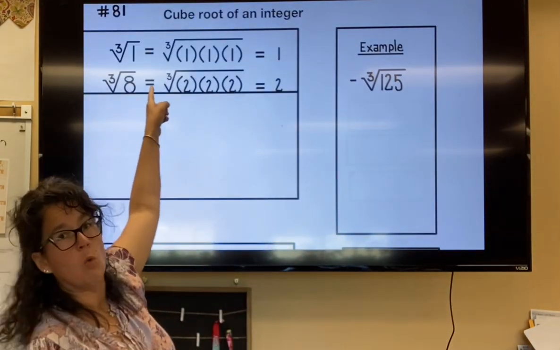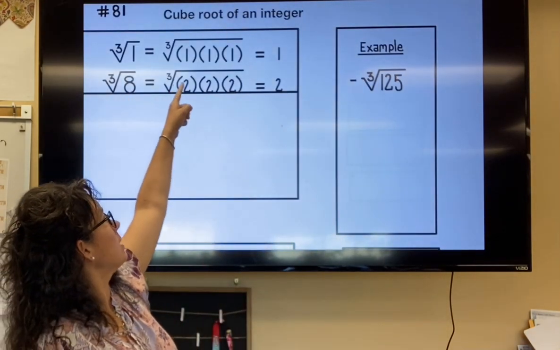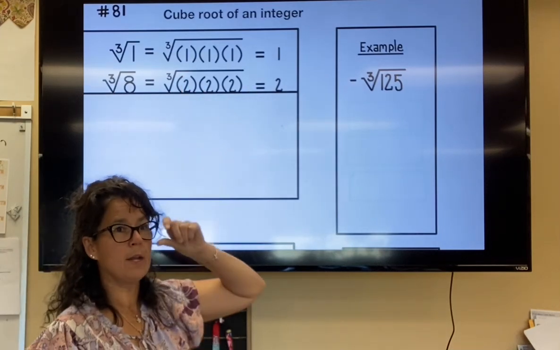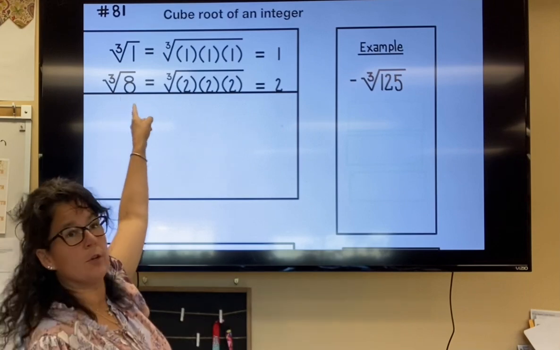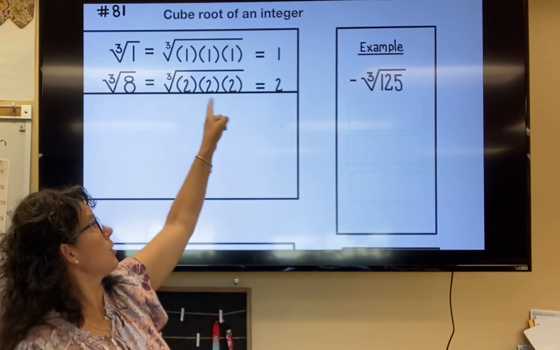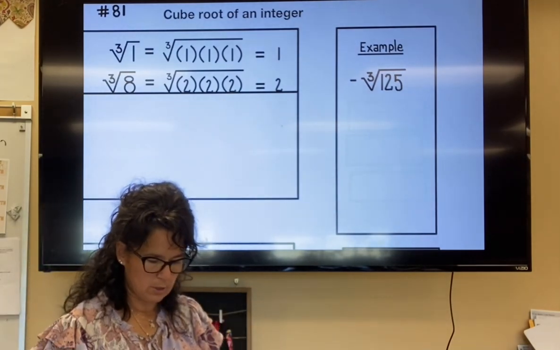The cube root of 1. Well, the number 1 is 1 times 1 times 1, so the cube root of 1 is 1. The cube root of 8. Well, 8 is 2 times 2 times 2, so the cube root of 8 is 2.